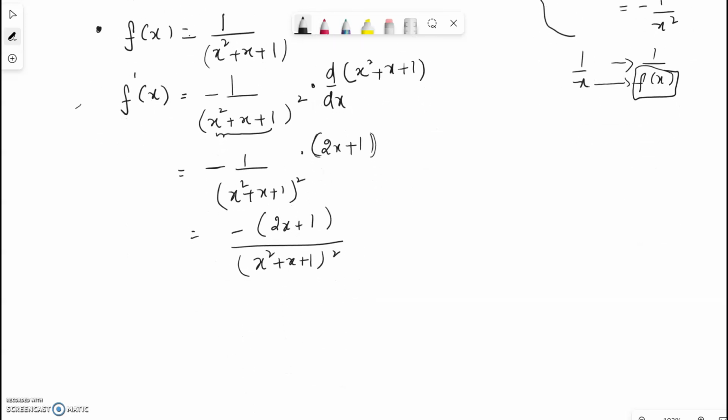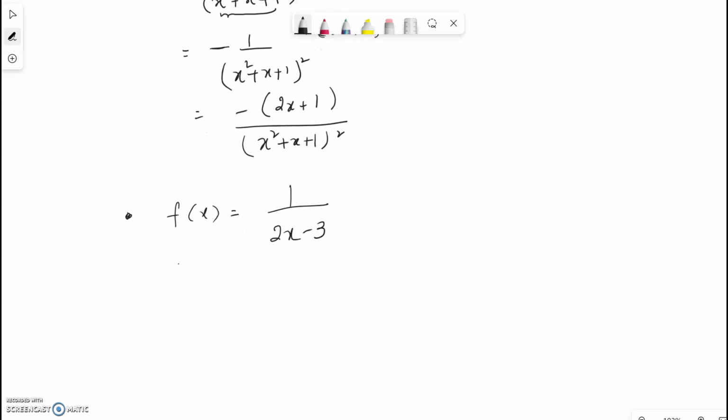Another example, if f of x is equal to 1 over, let's say, 2x minus 3. Notice that this is like a 1 over x, except that instead of 1 over x, you have a 1 over an expression that depends on x, which is 1 over f of x. So here we have to use the chain rule.